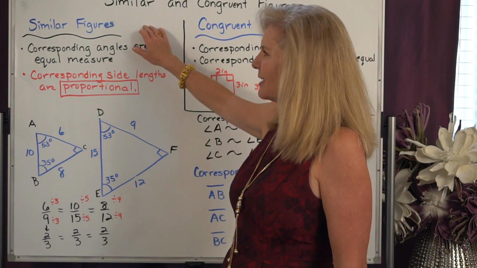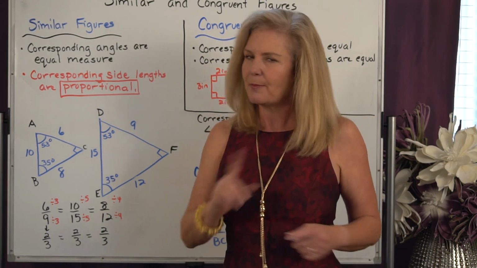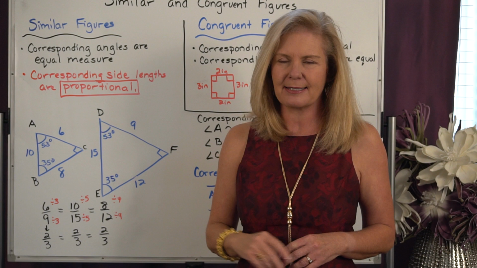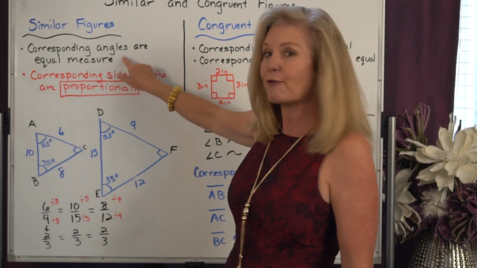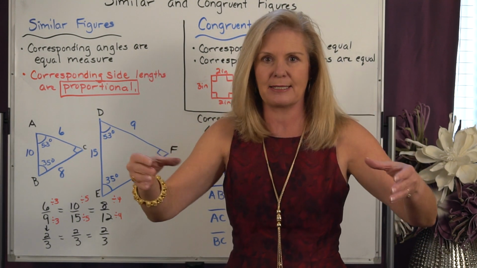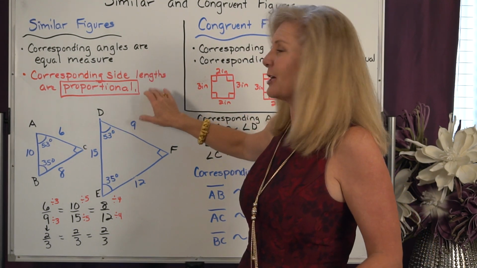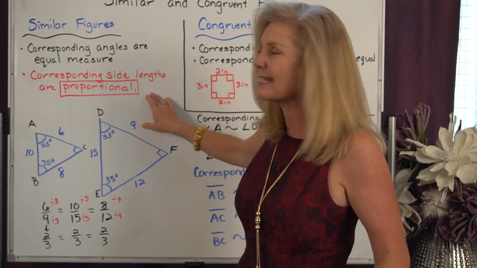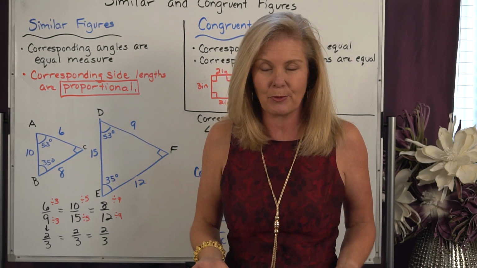Now, similar figures are figures that look to be the same shape, but not necessarily the same size. By definition, mathematically, a similar figure will have corresponding angles. Now, the word corresponding means in the same position. So corresponding angles that are equal, but they're going to have corresponding side lengths that are proportional. And that's where we're going to bring proportions in.